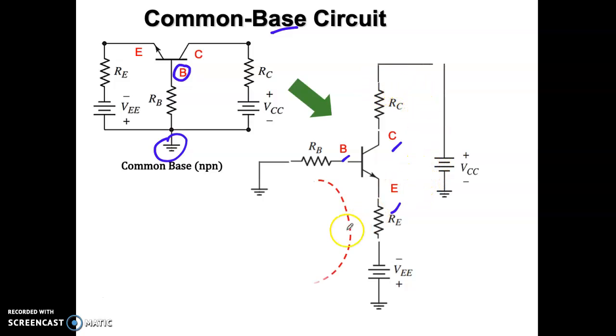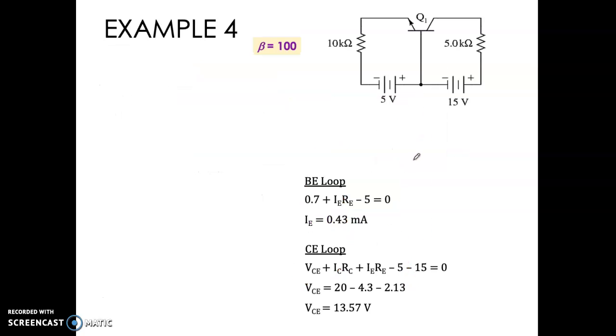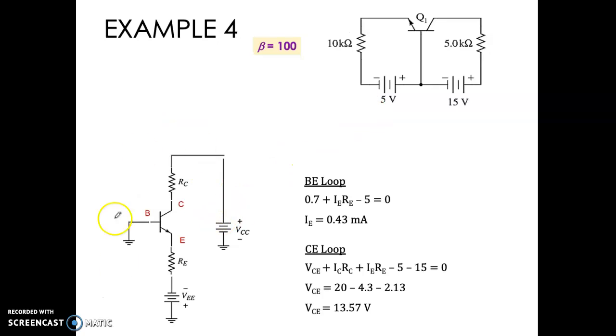So what you need to do next is just loop like usual. This is what we call the BE loop, and then the CE loop. Do your loop directly, and then you can find your answer. Okay, same with here, change this circuit to the normal position where your base is connected to ground. This is your base, this is your emitter, this is your collector. Your collector will connect to 5K and then to your 15 volt. Your emitter will connect to 10K and your VEE negative supply.